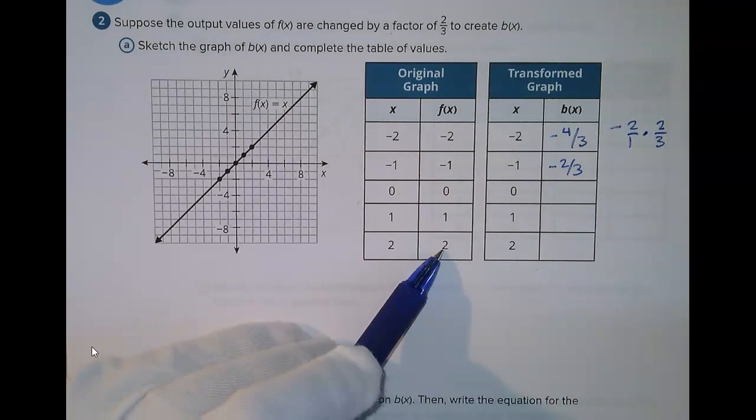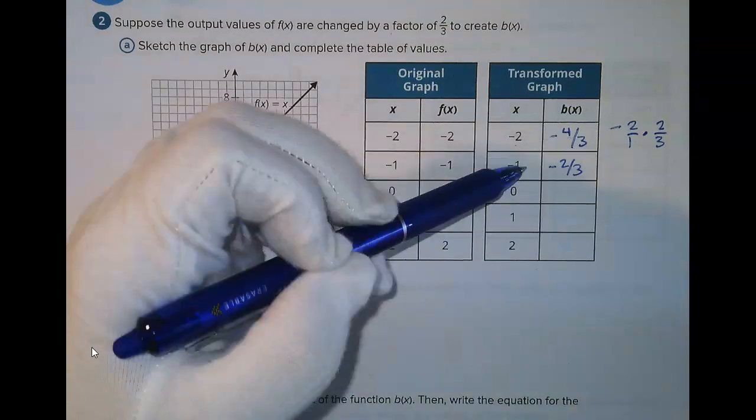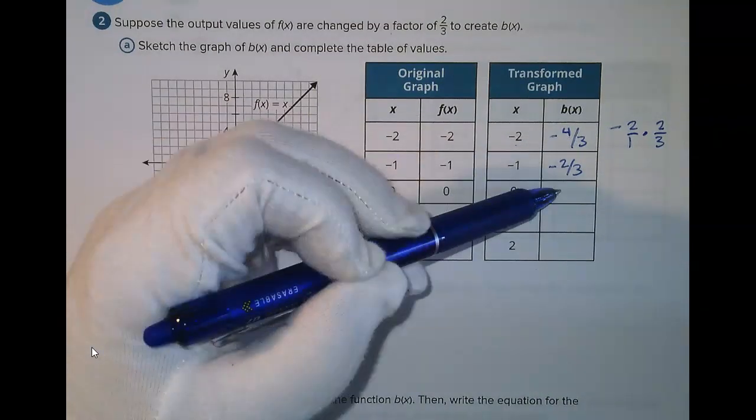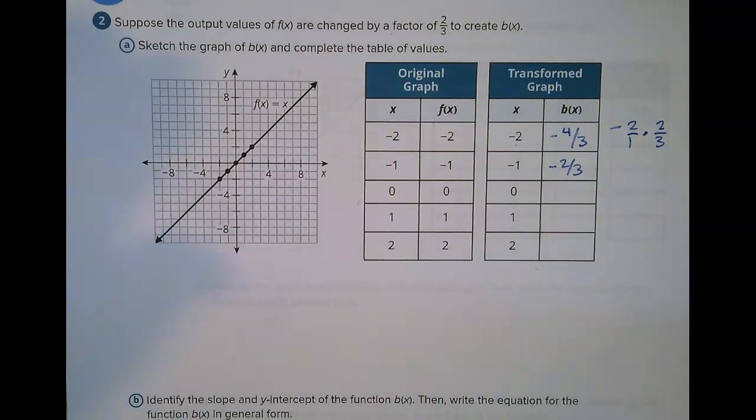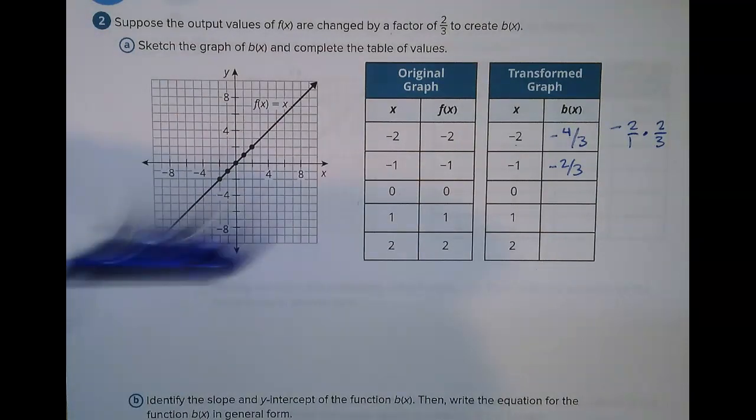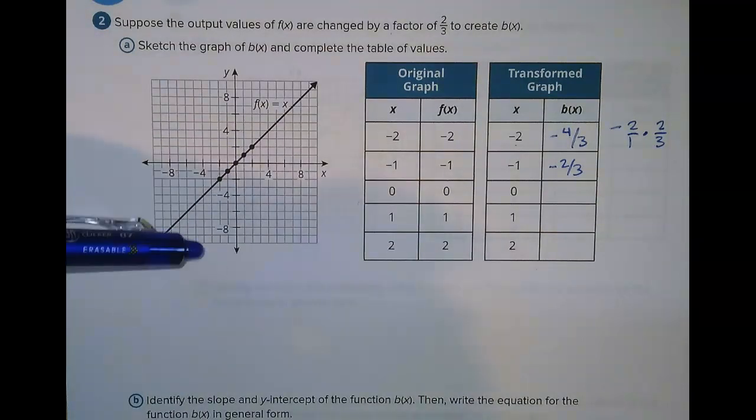And then you're going to graph each of these points that you've created. Each of these is a point. You're going to graph these points on the coordinate plane and graph your new line.